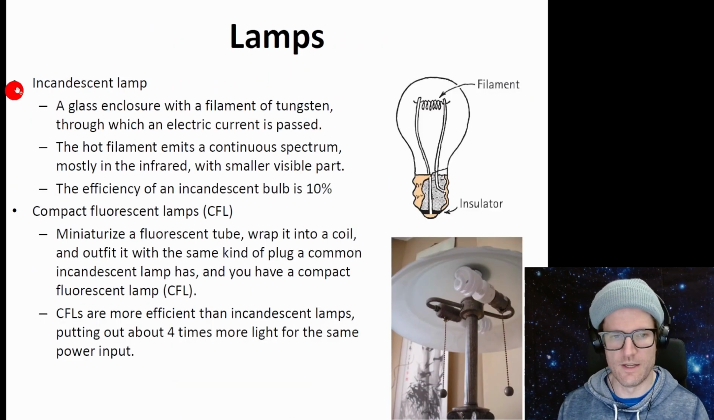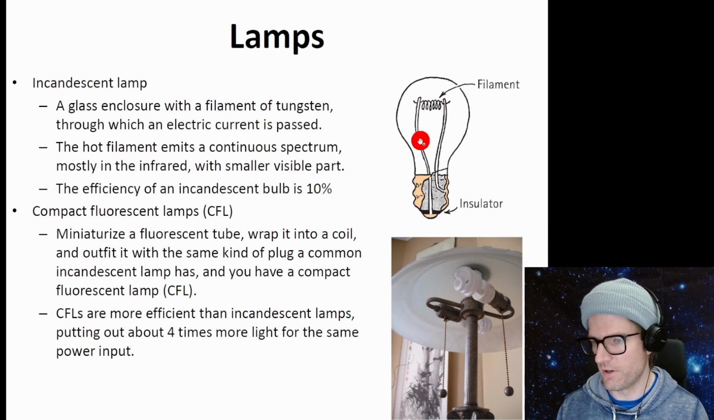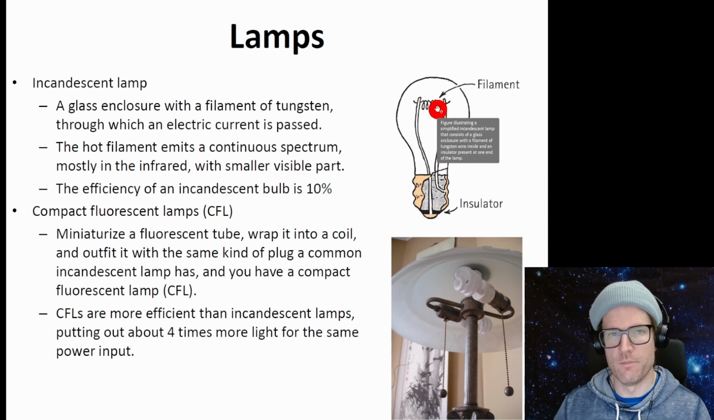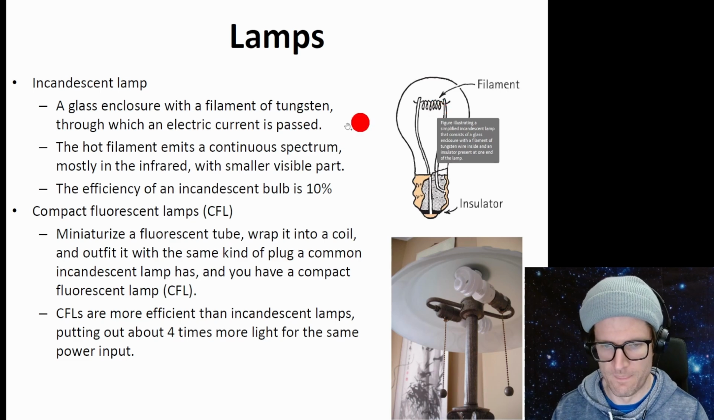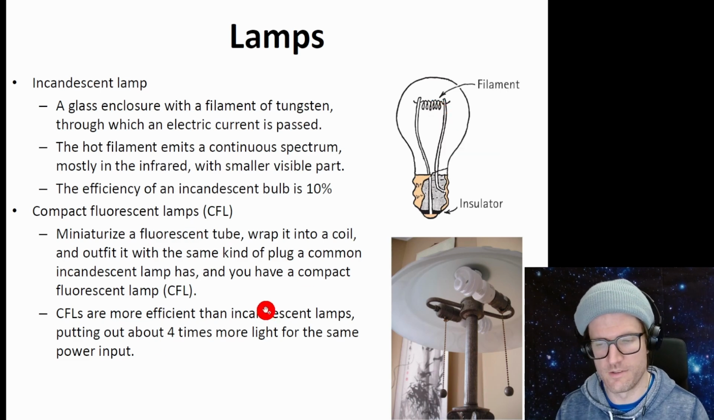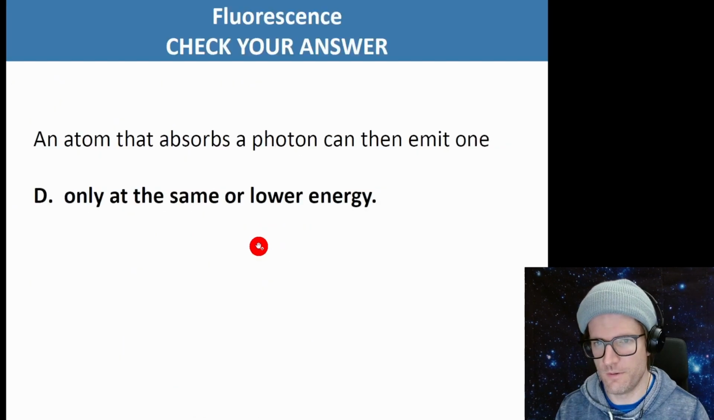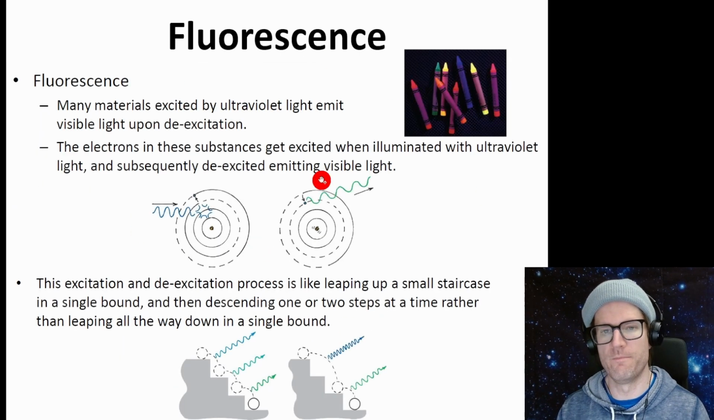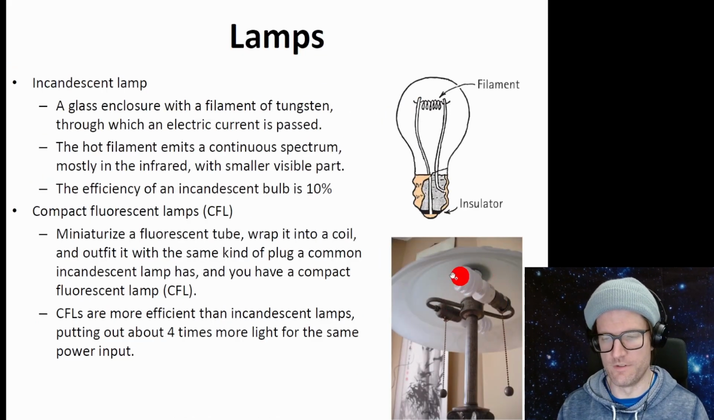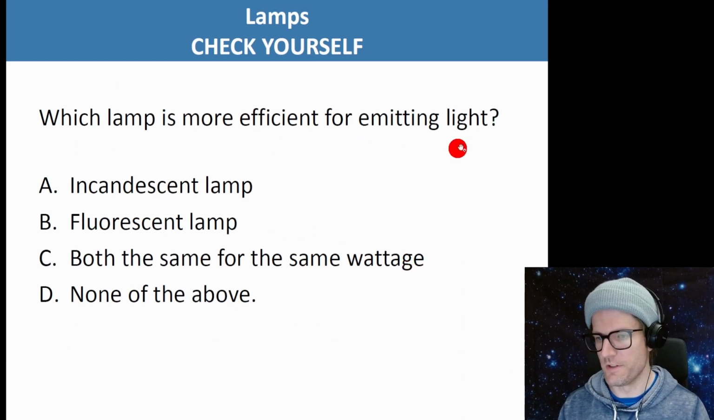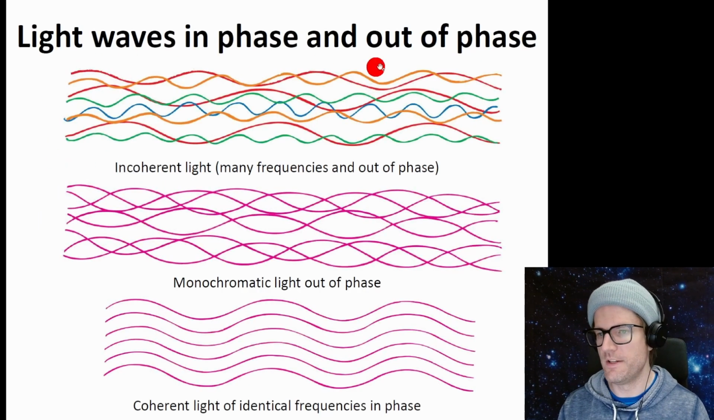Lamps. An incandescent lamp just sends electric current through a little filament, and that brings the temperature of the filament high enough that the emission is in the visible. Whereas fluorescent lamps use a different process. Did we talk about fluorescence? We did. So it uses this principle to emit light. And these are more efficient. Which lamp is more efficient for emitting light, incandescent or fluorescent? We just said that. Fluorescent is more efficient.